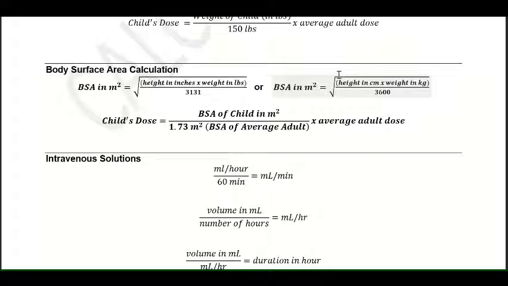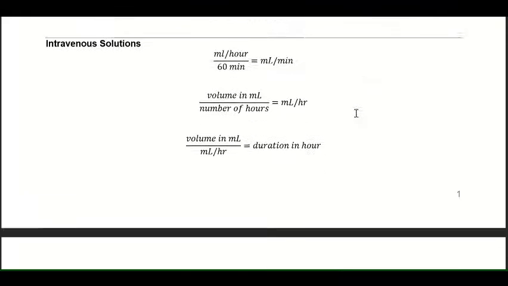Now that you have determined the body surface area of the child, to compute for the child's dose, it will be BSA of child in meters squared all over 1.73 meters squared. What is 1.73 meters squared? That is the body surface area of an average adult. Then times average adult dose. And that would help the healthcare practitioners determine the dose suitable for the child. Then we have your intravenous solutions.